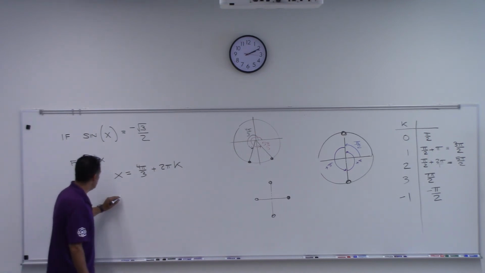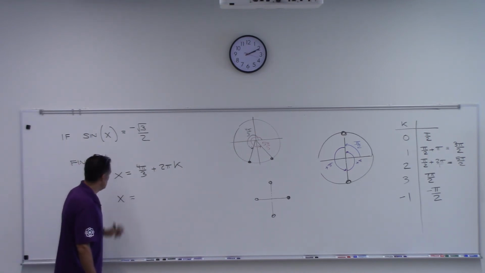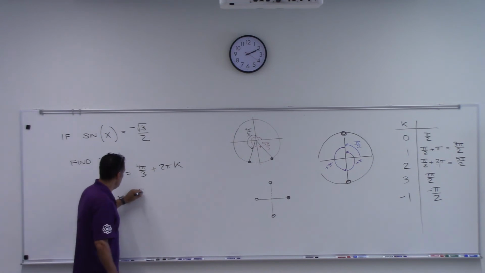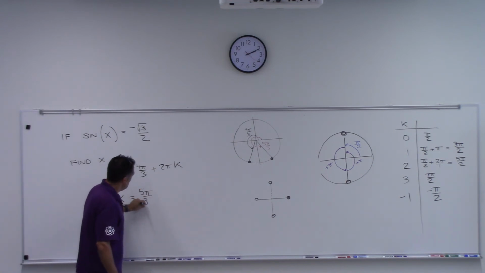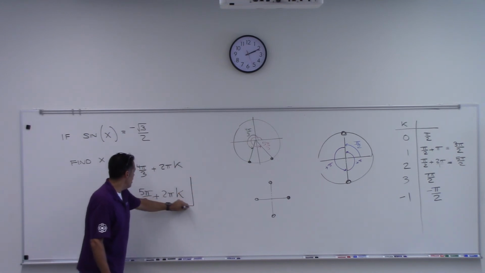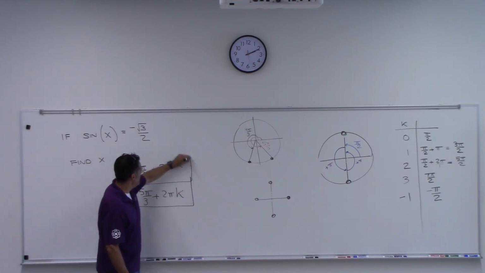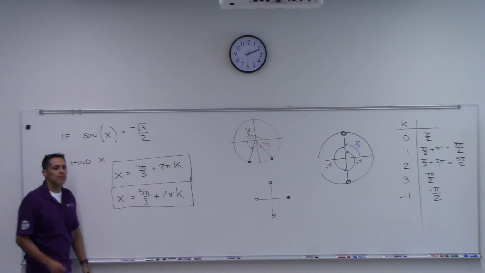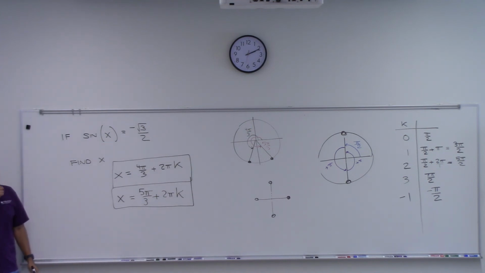All right, this answer, 5 pi over 3 plus 2 pi k. You have 2 sets of general solutions for this. Okay?